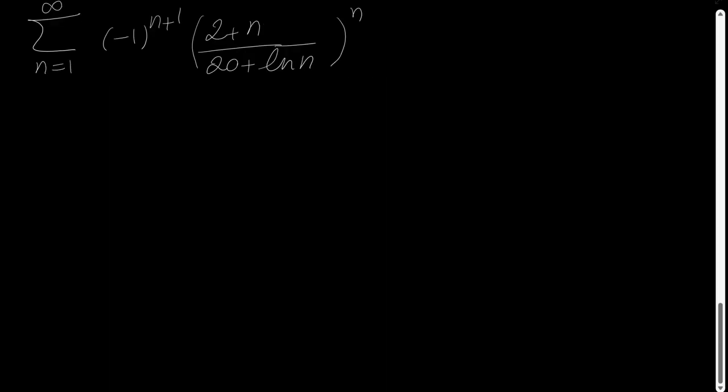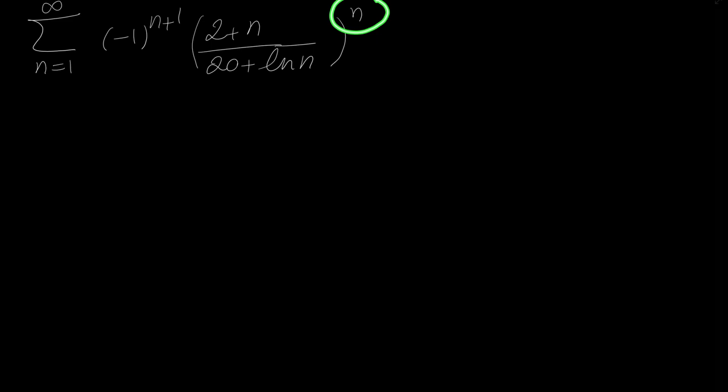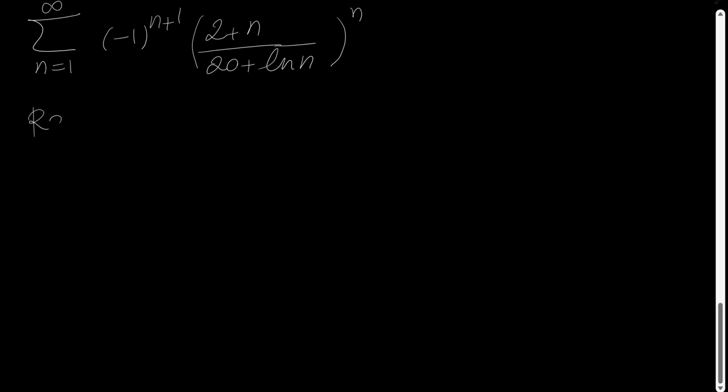The next question is the series of (-1)^(n+1) times the fraction (2+n) divided by (20 + natural log of n), to the exponent n. Because here we have exponent n, it's better to use the root test. So let's apply the root test here.